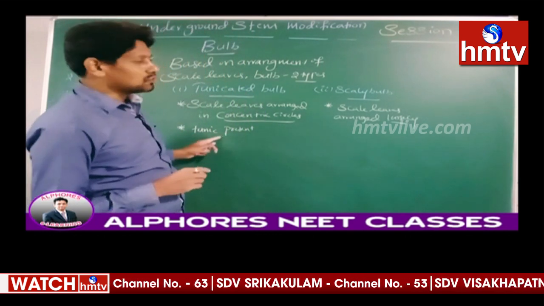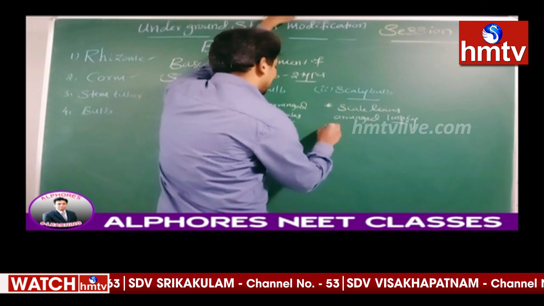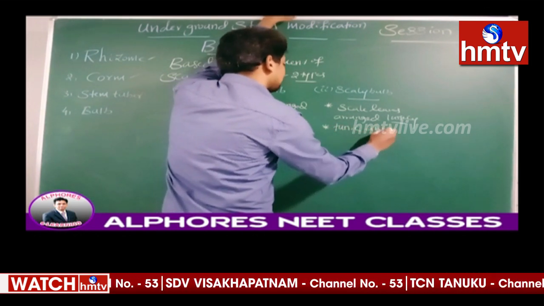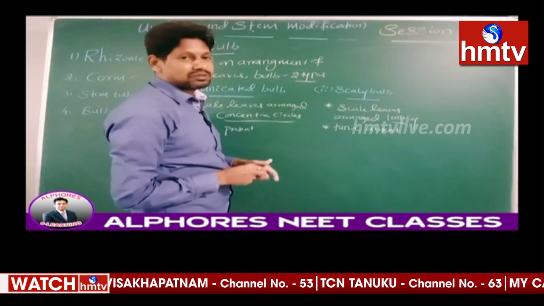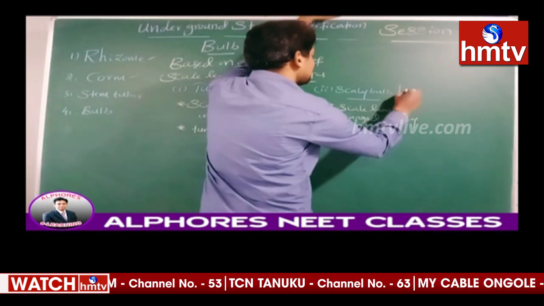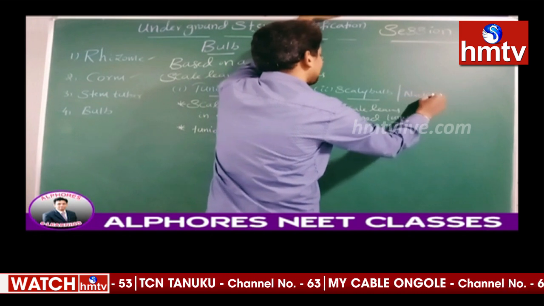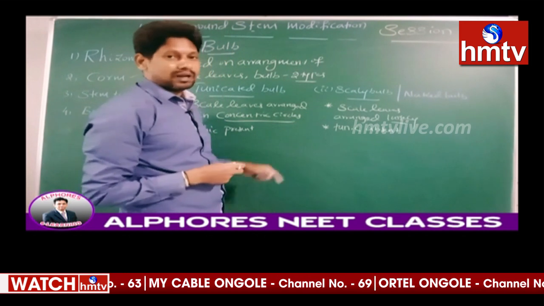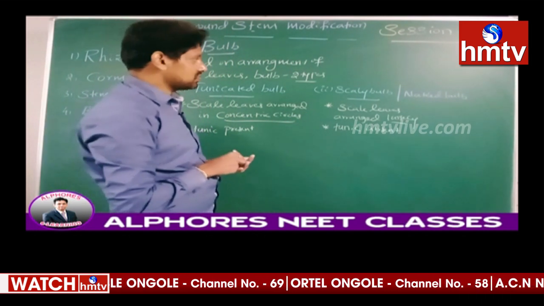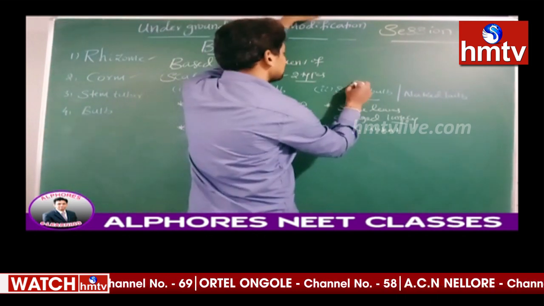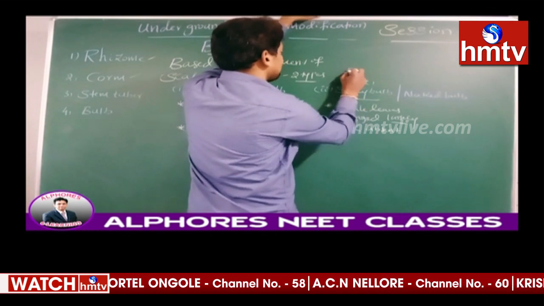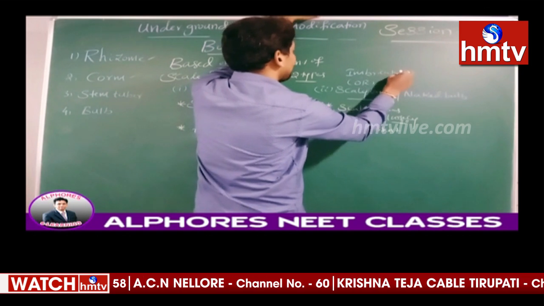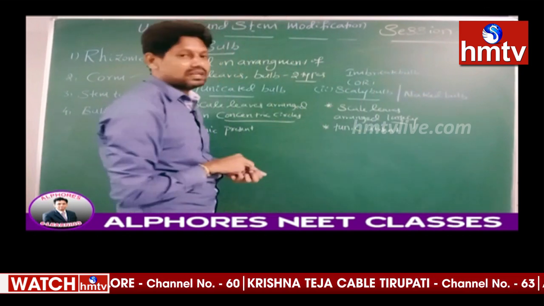Here tunic is present, whereas here tunic is absent. As a tunic is absent, this scaly bulb is also called a naked bulb. What is another name for scaly bulb? Naked bulb, because the tunic is absent. Sir, this scaly bulb is even called an imbricate bulb. Imbricate bulb.